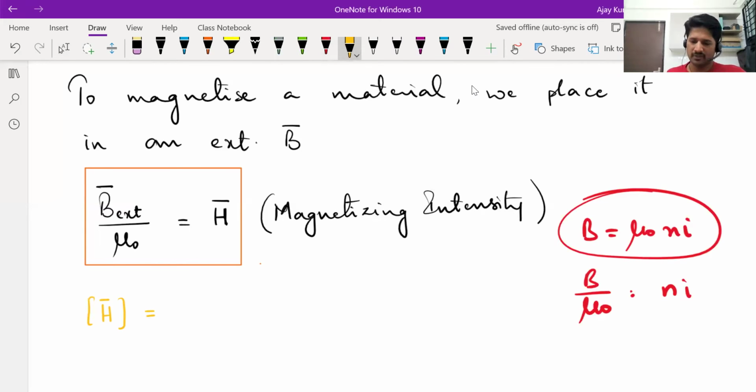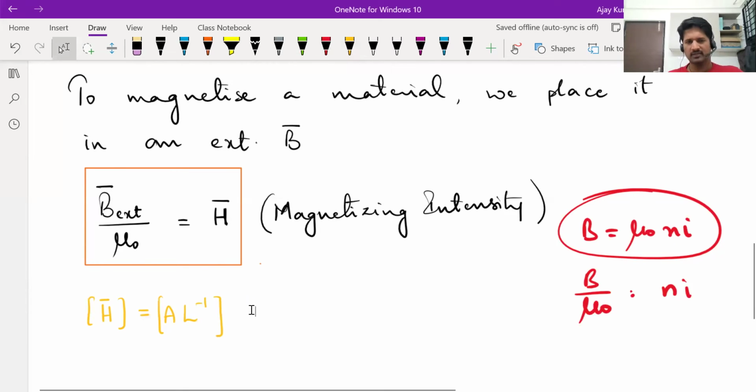N is the number of turns per unit length, so that is L inverse. I is current. That's all. This is the answer, and none of you gave the correct answer. I don't know what complications you all made. If you divide magnetic field by mu naught, this is what you should get. Whatever way you did, do it that way and check why none of you got the correct answer.